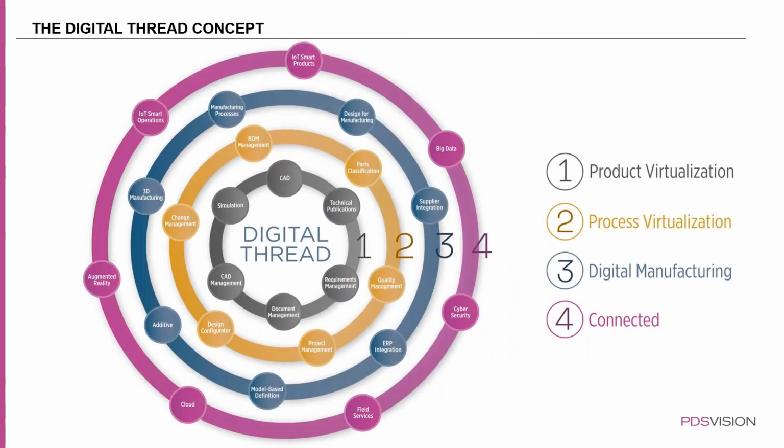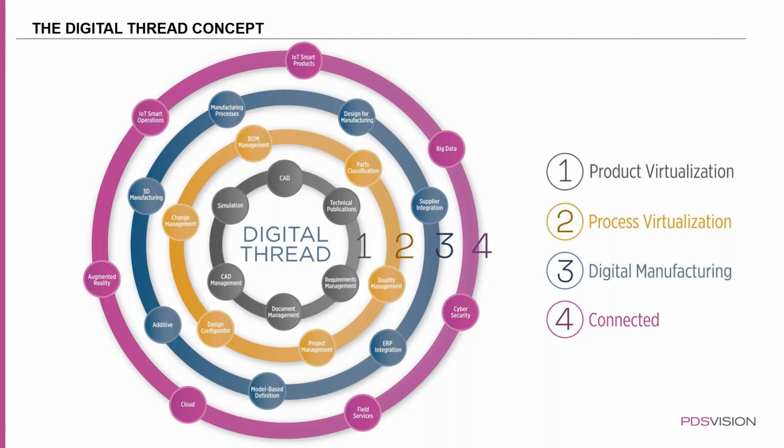By doing that, PDSVISION came up with this digital thread concept, which has four tiers. Starting with the middle tier, which is the product visualization tier, the gray tier there. Most companies have one or more of these. For instance, they might have CAD or a CAD generating solution, a simulation solution, and some form of CAD management and technical publications.